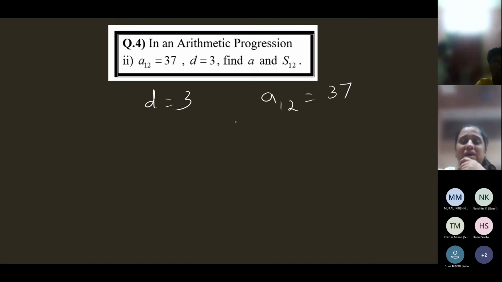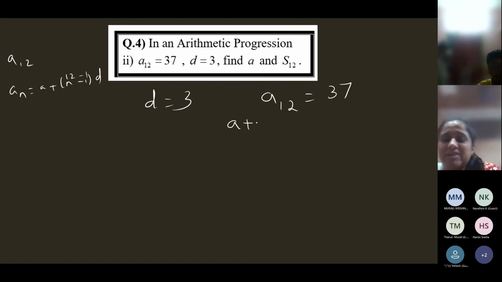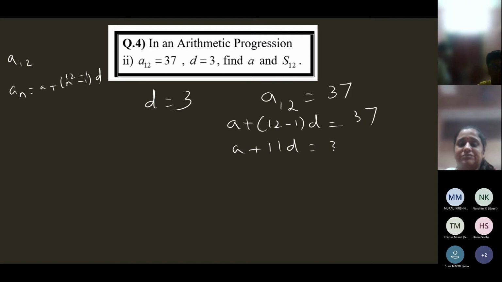Yes, we can work with this. Because what is A12? A plus 11D. A12 is A plus 12 minus 1 into D, right? A plus 11D. What is AN? AN is A plus N minus 1 into D. So A12 will be 12 minus 1 into D, so A plus 11D. Okay, let me write it like that. A12 is 37. So that means A plus 11D is equal to 37.